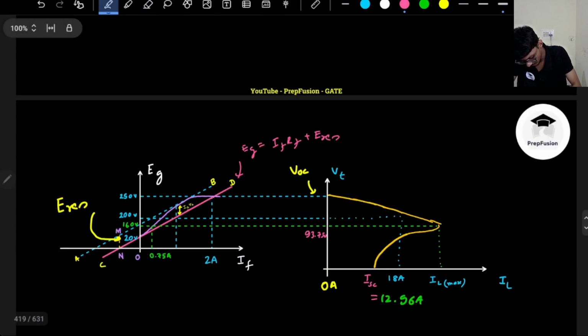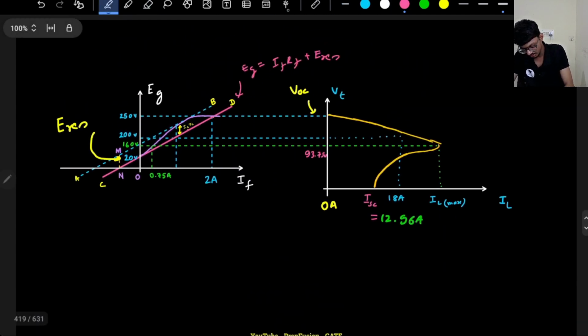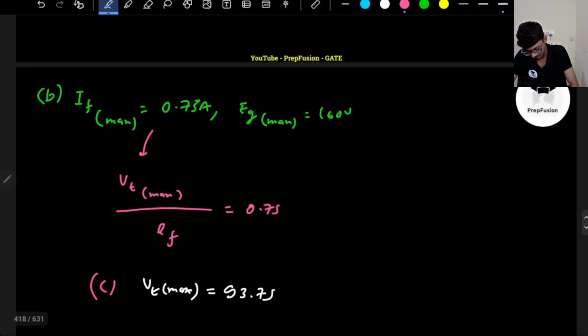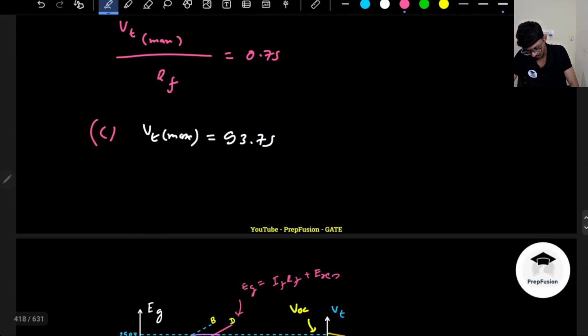So part B is now very simple. I know what the field current is. Can I find out the armature current? So my Vt will be equal to Eg minus Ia Ra. Very simple. I can easily find out my Vt here. Vt I know. Vt will be equal to 93.75, equal to Eg, which they have already given me, that is 160, minus Ia into Ra. Ia I don't know. I don't know what the armature current is. Ra I already know. Ra I have found out, that is 1.543.